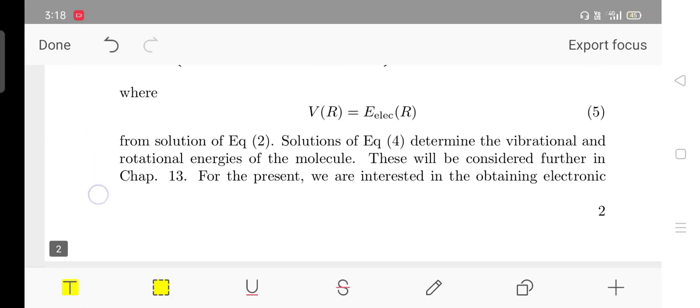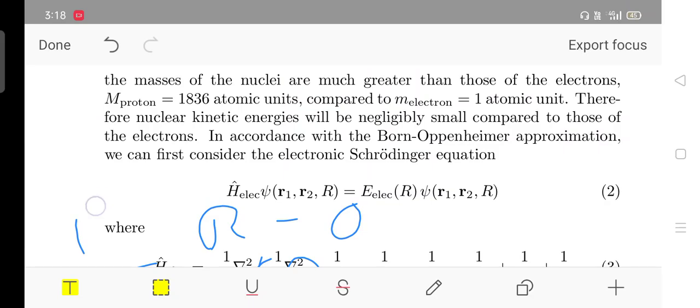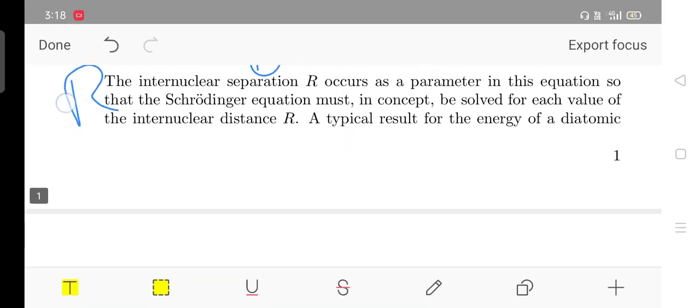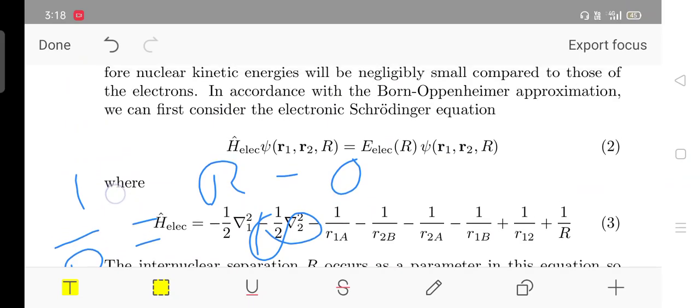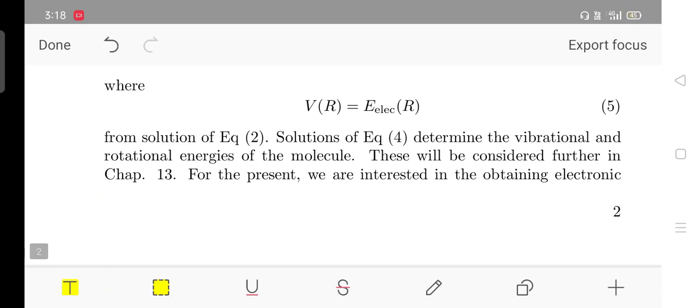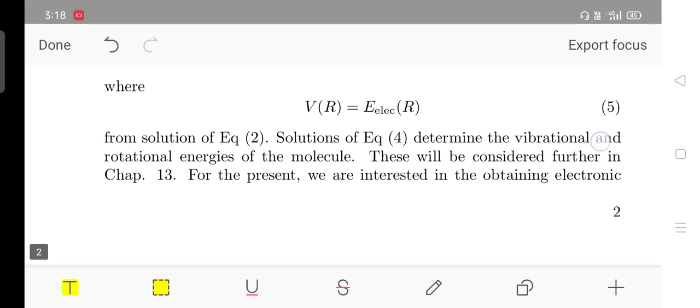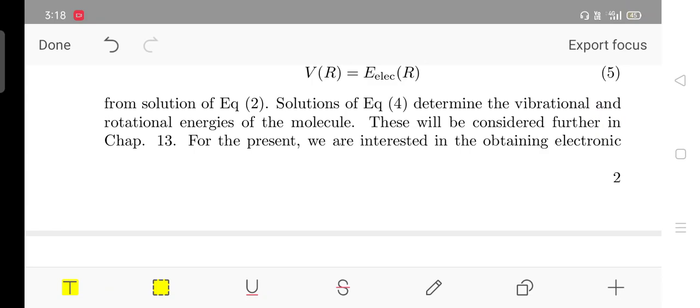From the solutions of the equation 2, the solution of the equation 4 is the solution. So chi of Ra comma Rb is the solution for this Schrodinger equation, and it determines the vibrational and rotational energies of the molecule.